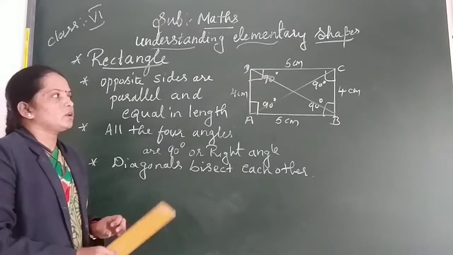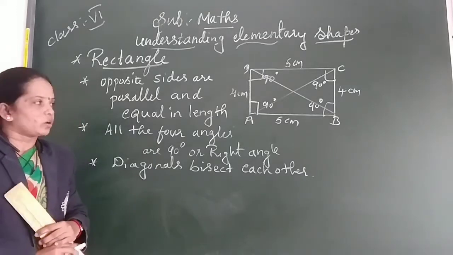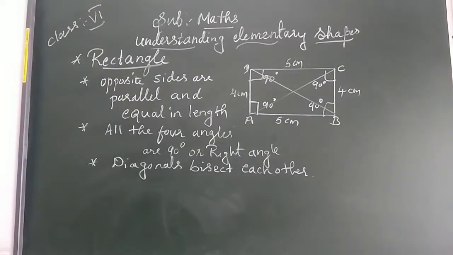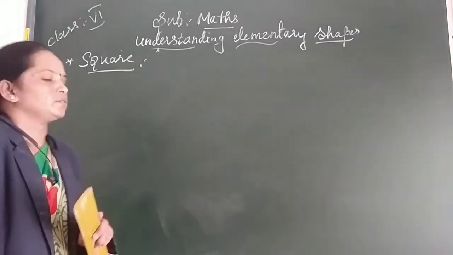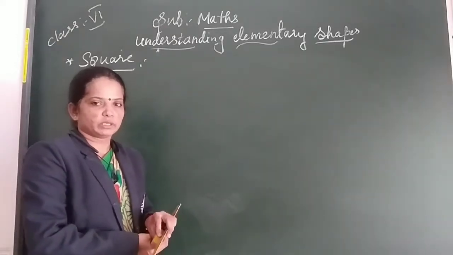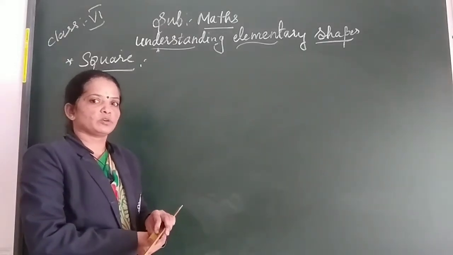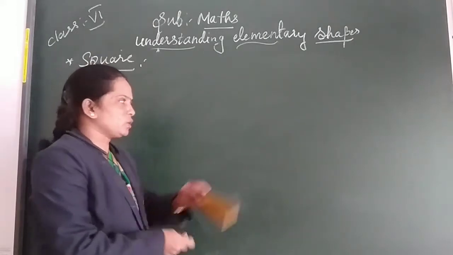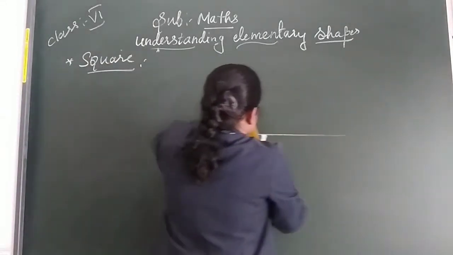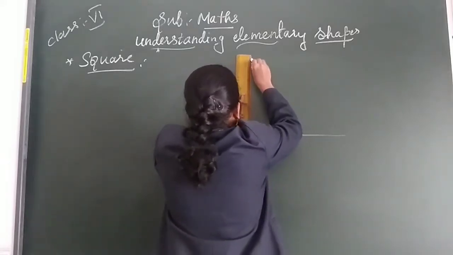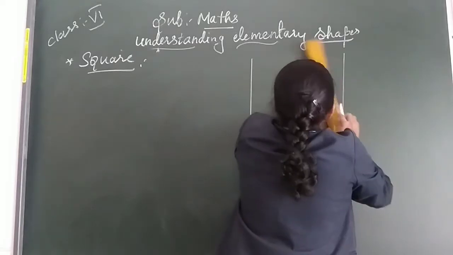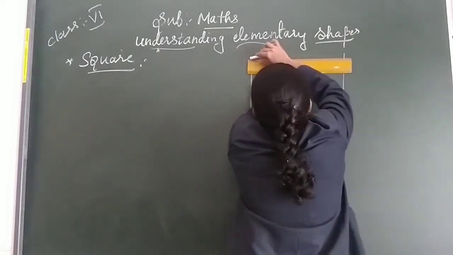The next quadrilateral, we move to the square. You know about square. In your lower classes you learnt about the rectangle and square. What is the shape of a square? A square has all the sides equal in length.